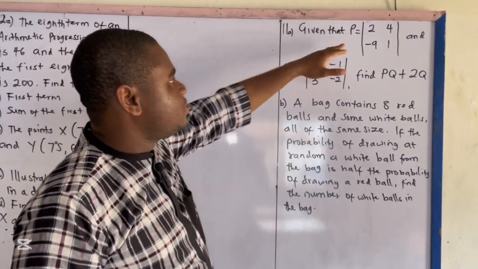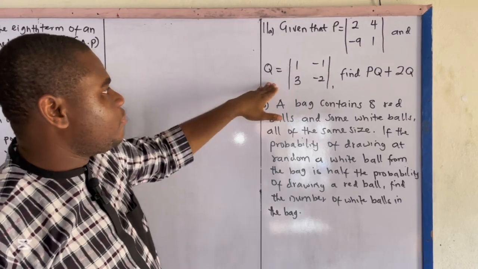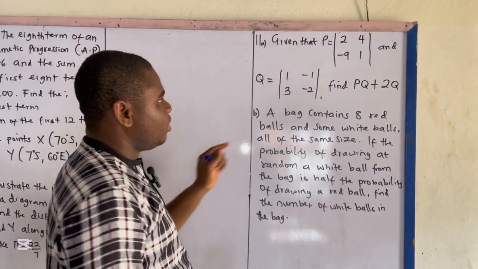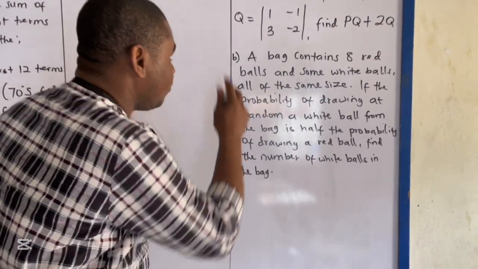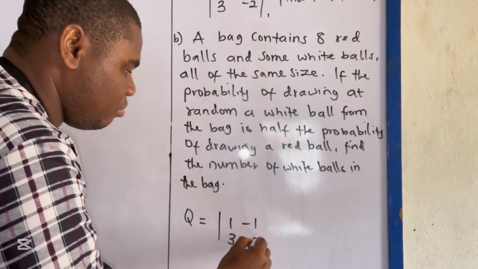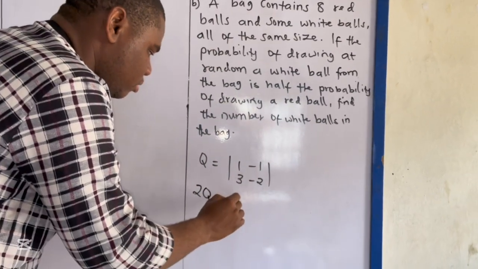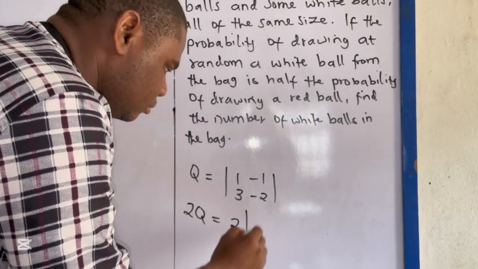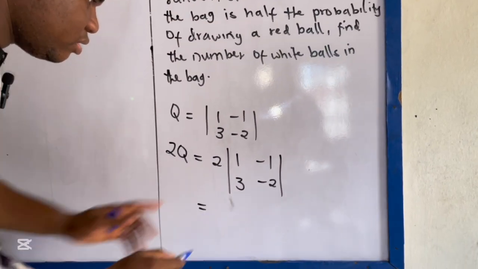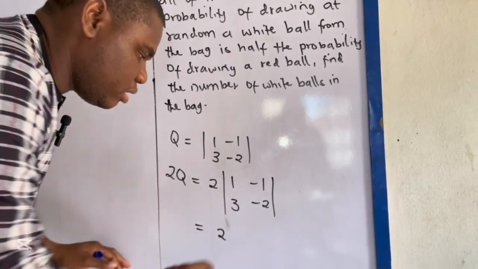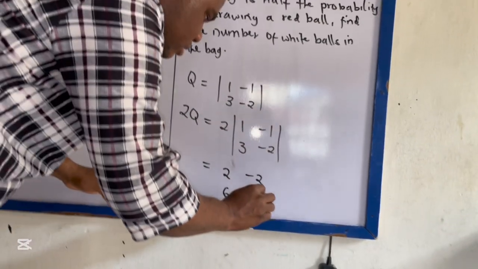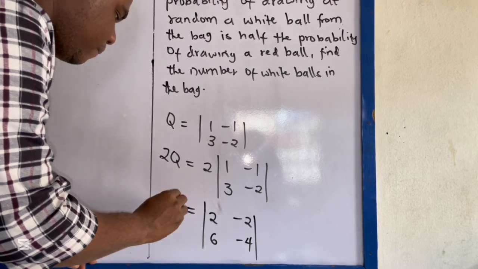Alright, for number 11, given that we have P, this matrix, so we have Q also this. So we have to find PQ plus 2Q. Now, in this case, let's find 2Q first. So for Q, we have 1 minus 1, 3 minus 2. So for 2Q, we are going to multiply this by 2. 2 times 1 is 2. 2 times minus 1 is minus 2. 2 times 3 is 6. 2 times minus 2 is minus 4. So 2Q is equal to this.